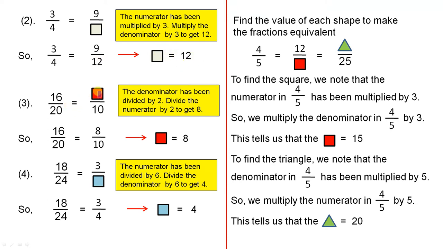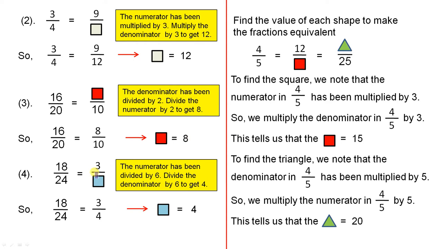16 over 20 equals the square over 10. The denominator has been divided by 2. Divide the numerator by 2 to get 8. So 16 over 20 equals 8 over 10, because 16 divided by 2 gives us 8, so the square equals 8.